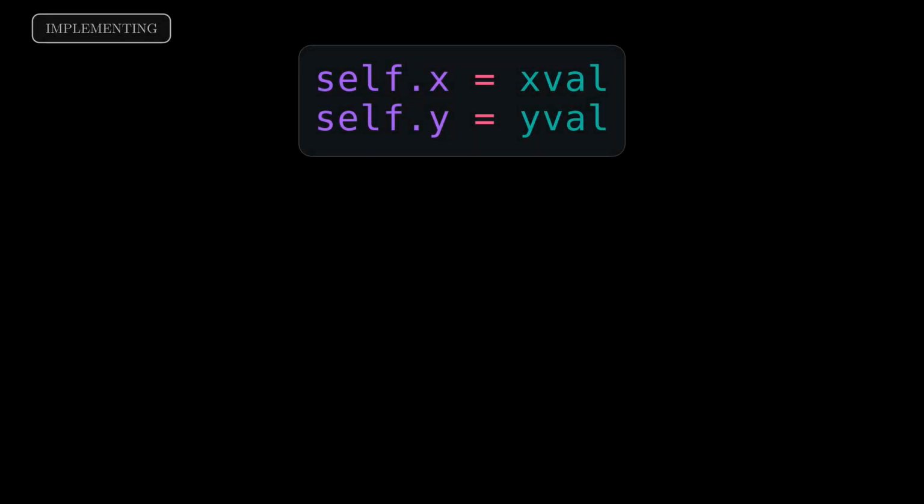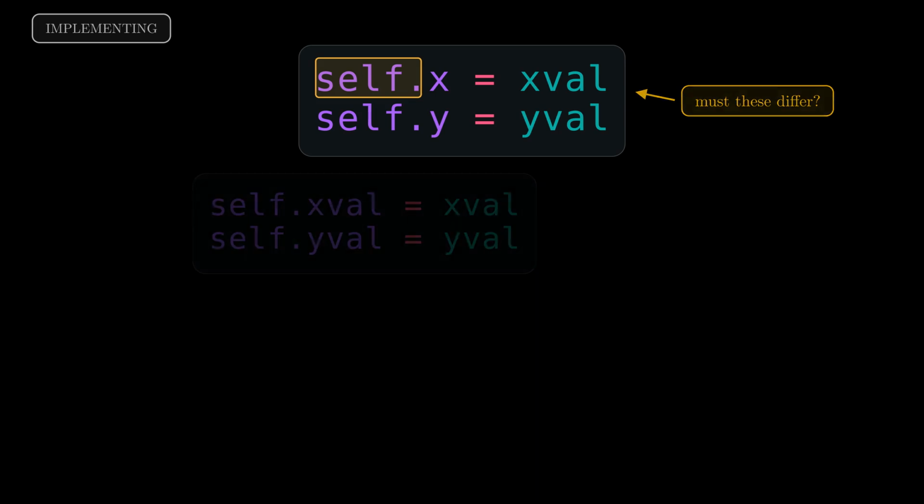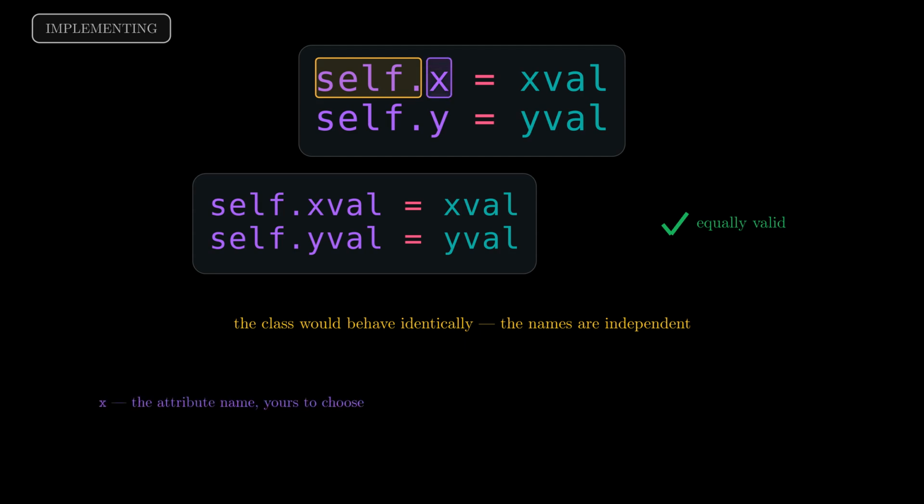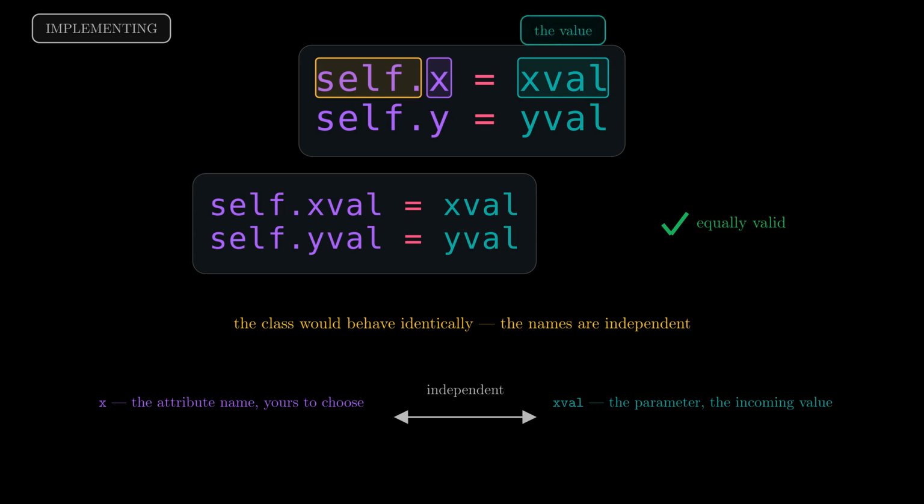These 2 lines invite a natural question. Does the attribute name after self dot have to be different from the parameter name, xval? It does not have to be. You could write self.xval equals xval and self.yval equals yval, and the class will behave identically. The names were made different here deliberately to showcase that they are completely independent of one another. self.x is one thing, the attribute, the object's own data, named however you like. xval is another, the parameter, the incoming value. The assignment simply hands the parameter's value over to the attribute.